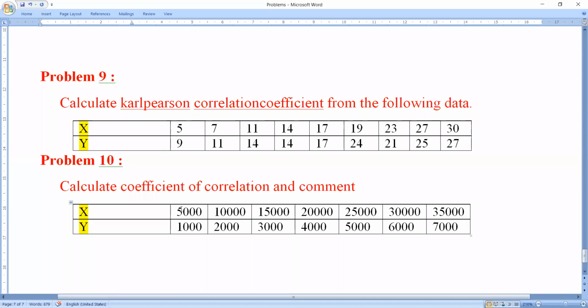But in the 10th problem, we are converting the values. Why? Because they are large values: we have 5,000, 10,000, 15,000. We are converting them into smaller values. In the next class, we will discuss the 10th problem.